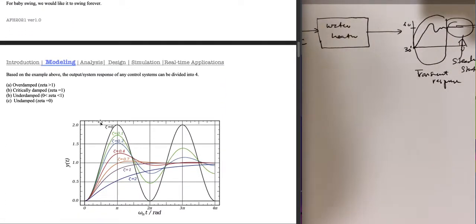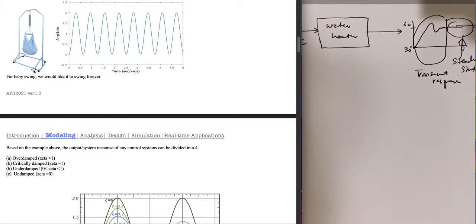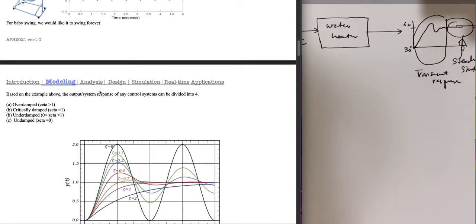All right. So based on the example above, the system response of any control system can be divided into four. The first one, you see that it's like a sine wave. It happens when the damping ratio, zeta, is 0. When there's no damping, the system will oscillate forever. It's like there's no friction. If we swing something, a baby swing for example, and there's no friction, no damping, no air friction, no losses, it will swing forever in the ideal case.